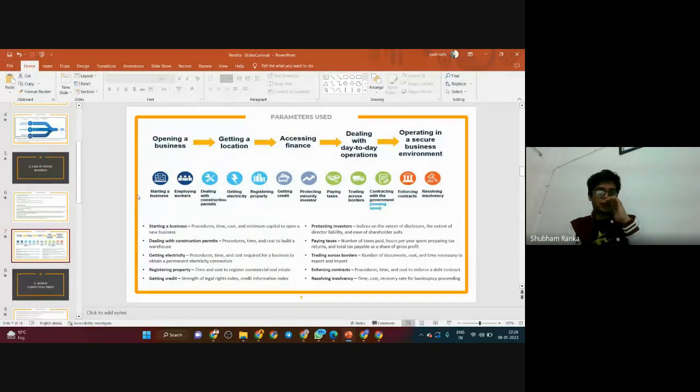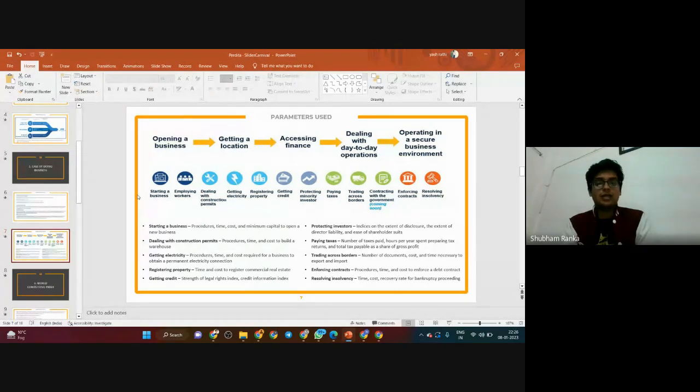Third would be getting electricity. Now, what is the procedure, what is the time, what is the cost for getting electricity permits, and also the electricity cost for that particular country is involved in this particular metric. Now you could see that in India also a lot of places are marked as special economic zones. In those areas you get permits and electricity at a lower cost. So those things also help a lot in getting a higher ranking in these ease of doing business metrics, right? Next becomes registering a property. Again, the time and cost that is required to register a property.